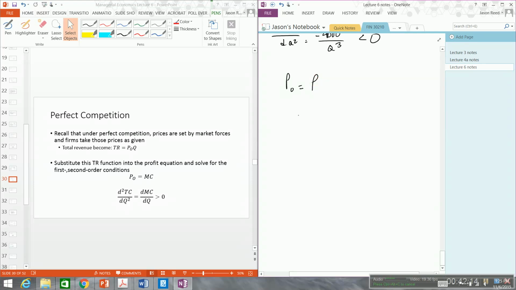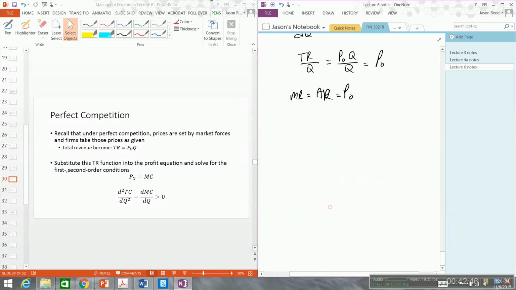If I want to look at marginal revenue, we have total revenue equal to P sub naught Q, and I want to know what marginal revenue is, so dTR dQ. Well, I get marginal revenue is just our price. And if I want to look at average revenue, total revenue divided by Q, so P sub naught Q divided by Q, well, I get P sub naught. So we know that marginal revenue is equal to average revenue is equal to P sub naught.